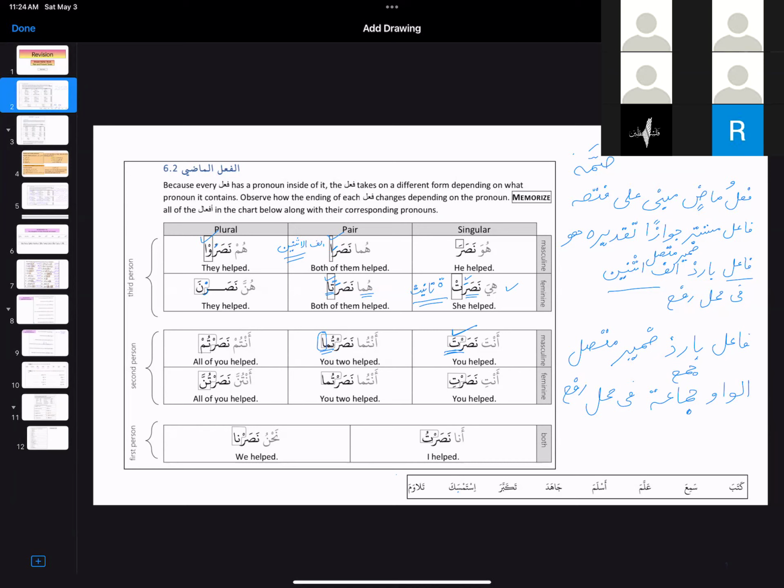What else? We have to add taqdeerahum here. Okay, I need to check again. But we need to say whom this waw is representing. Because for huwa and hiya it is taqdeeruhu, since it is not visible, mustatir. Yeah, I need to double check that.